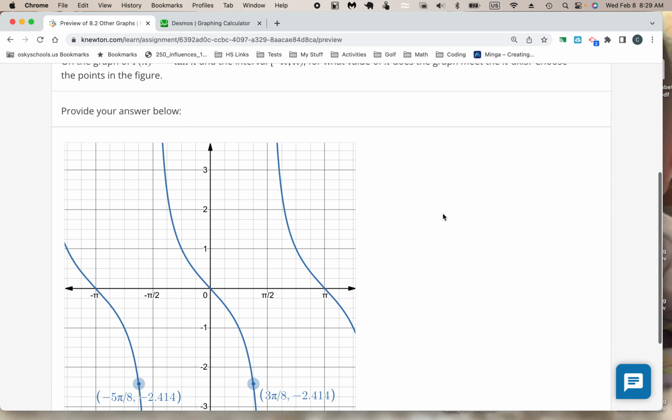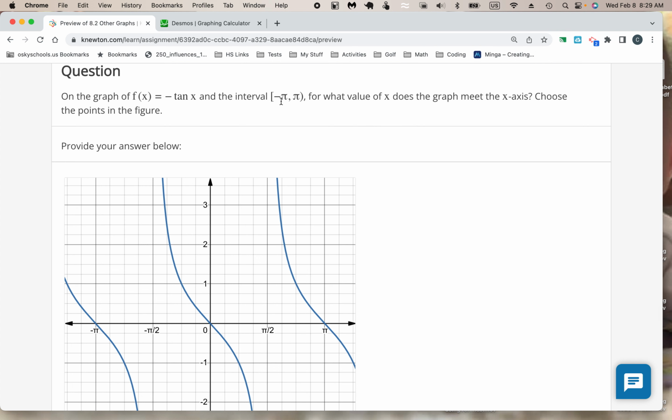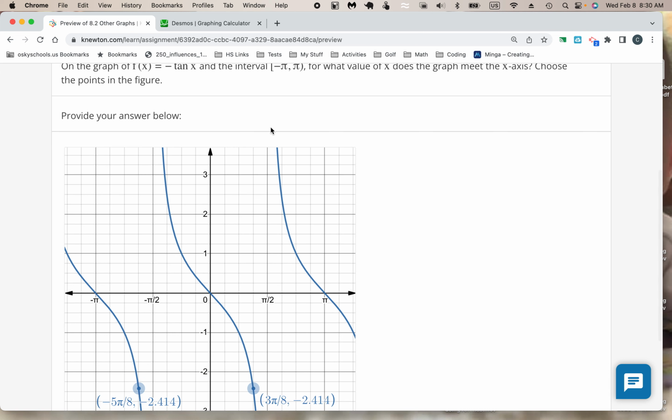Now they restrict us from negative pi to pi, but pi is not part of the domain. It's got a parenthesis here. So this side would not be a part of our domain or our interval that they give us for the graph. So we're going to ignore this piece. Focus on negative pi being a bracket. That is part of it. So this is one of the zeros. We can drag this dot up. And then we could also drag this dot up.